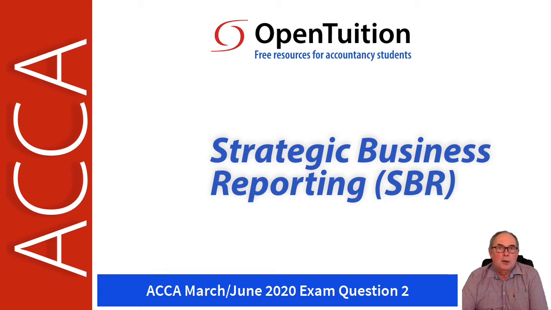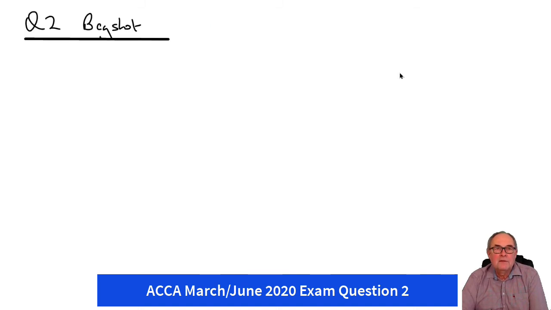We're going to look now at question 2, which is called Bagshot. So make sure you've had a look at the question and done some planning before you listen to this debrief. The very first requirement, which was for 6 marks, was a lovely question about the accounting treatment of restructuring costs.